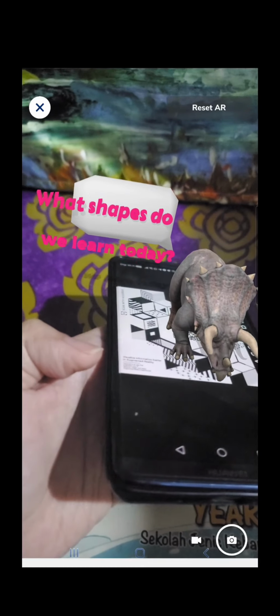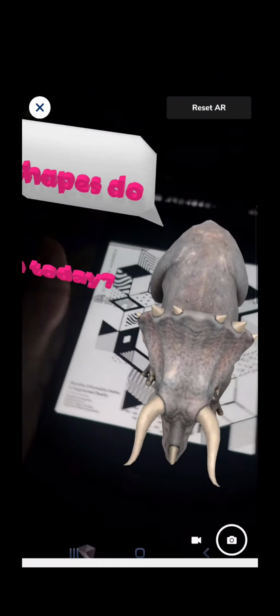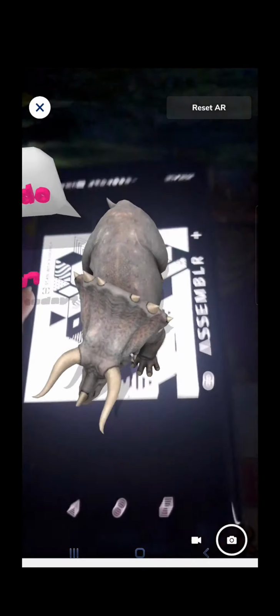So you can search the object with the same shapes around your house and then inform your parents about it. Okay, so I hope you like the lesson today. Thank you. That's all. Rah!